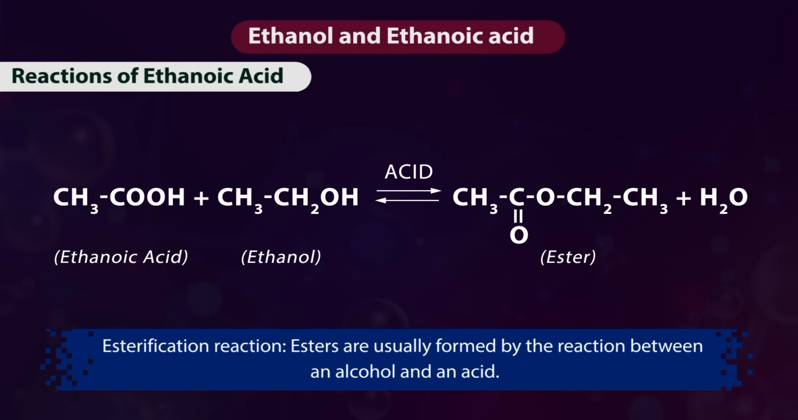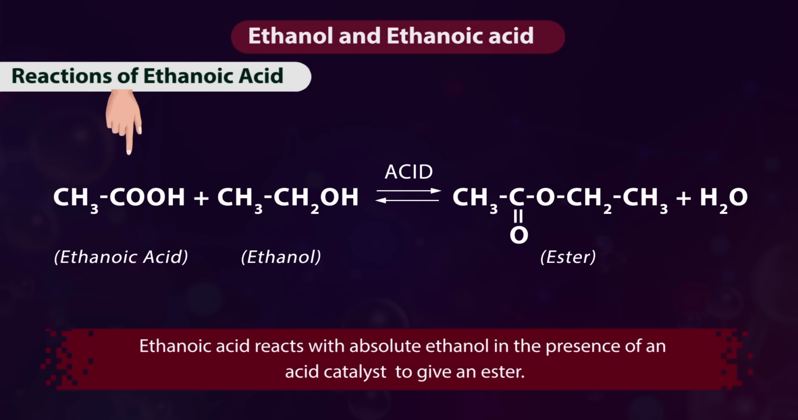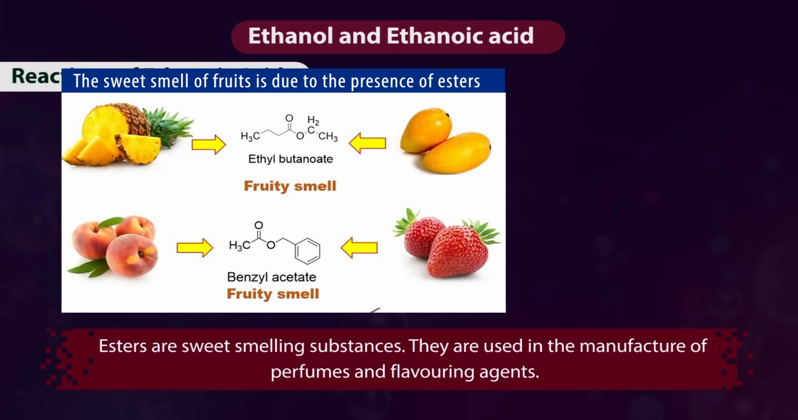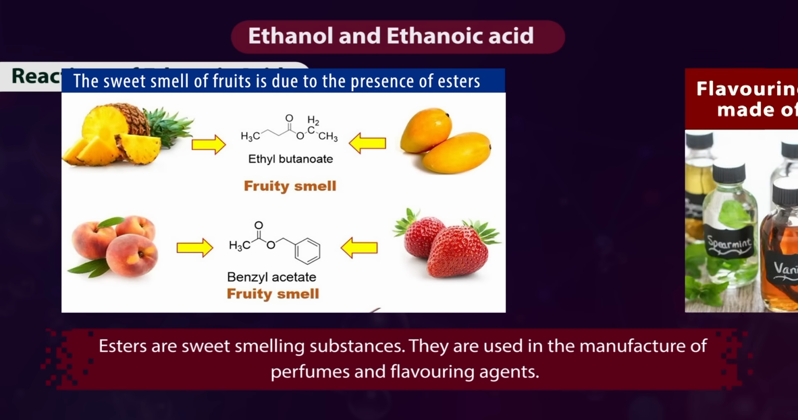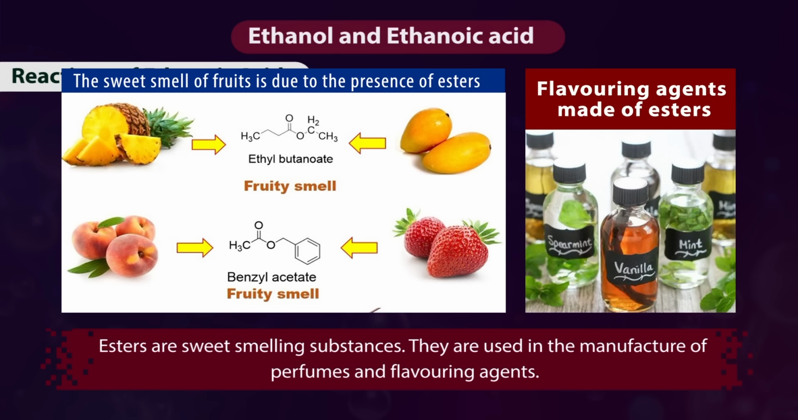Esterification reaction. Esters are usually formed by the reaction between an alcohol and an acid. Ethanoic acid reacts with absolute ethanol in the presence of an acid catalyst to give an ester. Ethanoic acid plus ethanol gives rise to ester in presence of an acid. Esters are sweet-smelling substances. They are used in the manufacture of perfumes and flavoring agents.